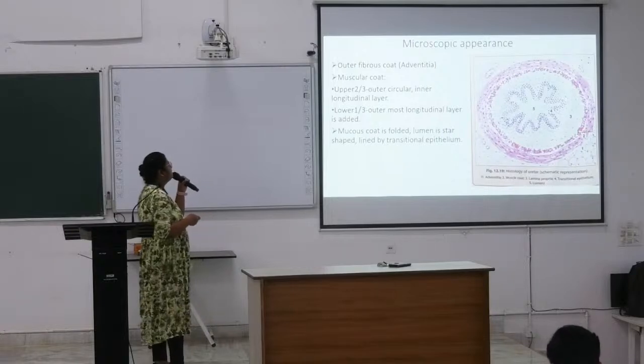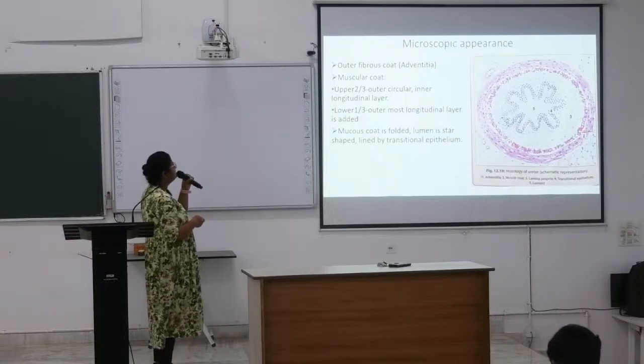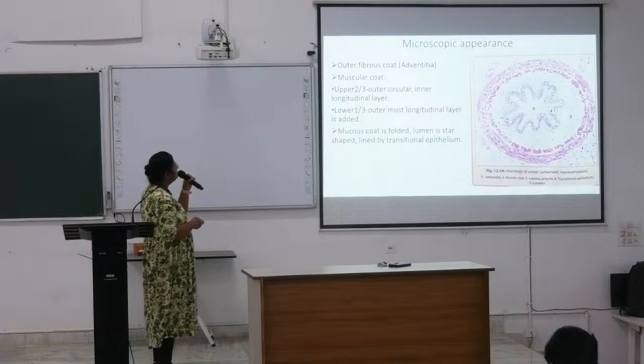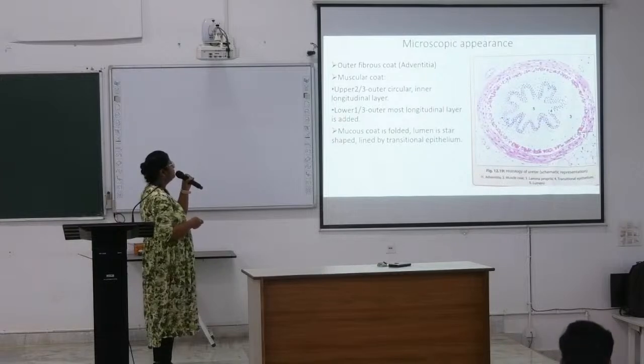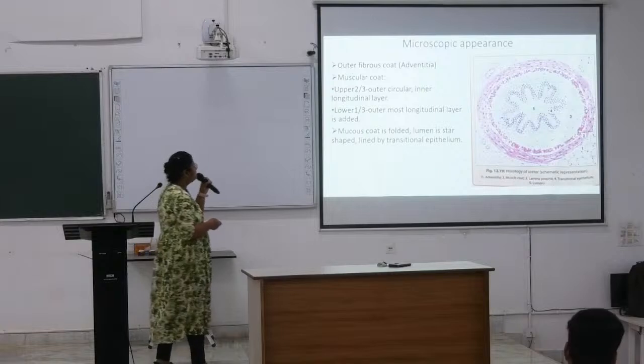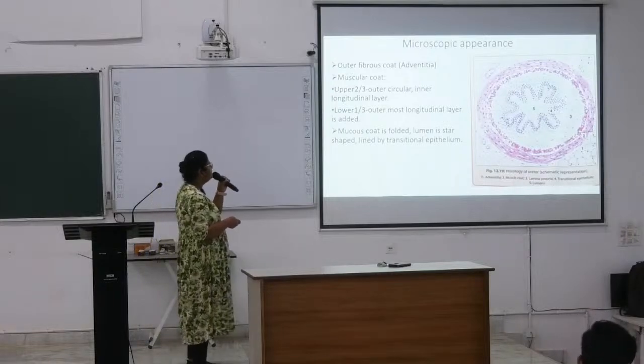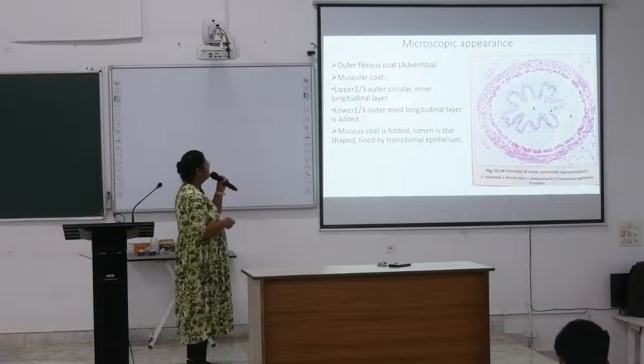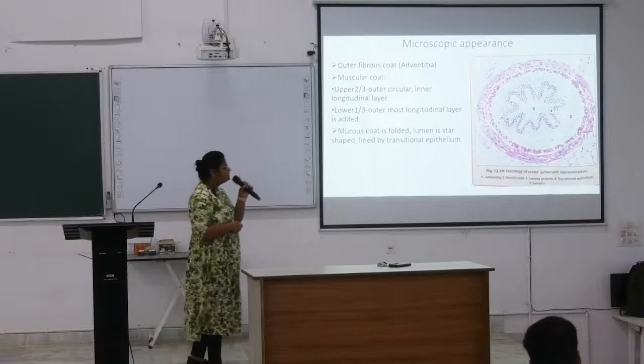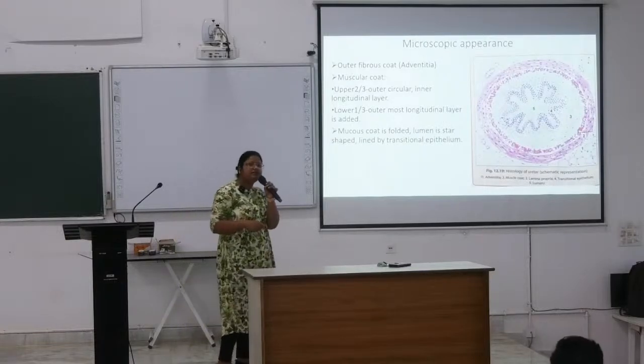Muscular coat, upper two-thirds, contains outer circular, inner longitudinal layer. Lower one-third, outermost longitudinal layer is added. And mucous coat is folded. Lumen is star-shaped. You can see star-shaped lumen. This is lumen lined by transitional epithelium. Okay. So this is the histological picture of ureter.